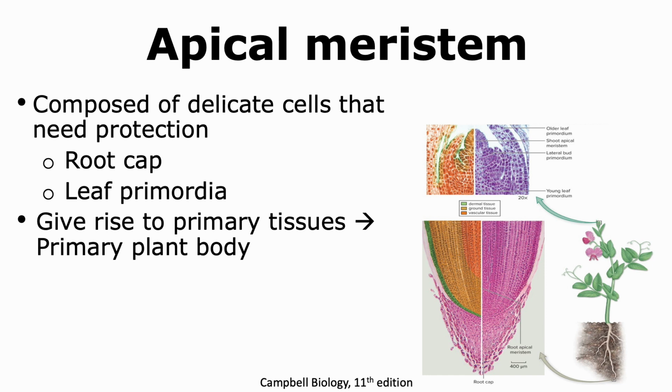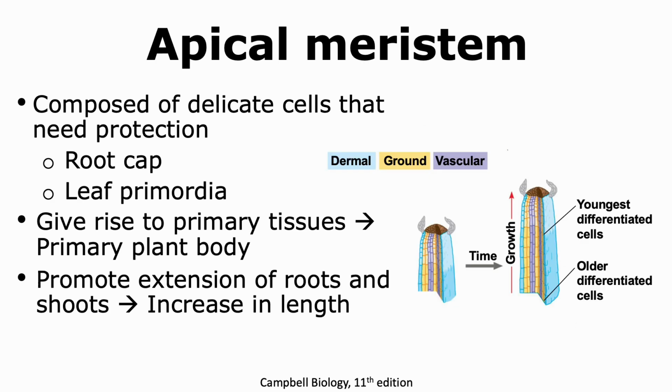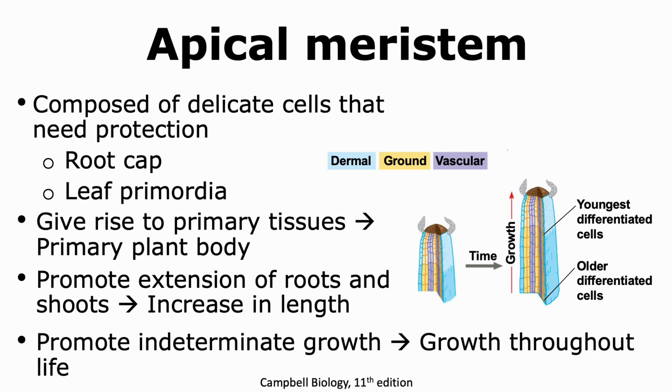The apical meristems give rise to primary tissues, which form the primary plant body. They promote the extension of roots as well as shoots and hence help the plant to increase in length. They promote indeterminate growth, which is growth that occurs throughout the lifespan of the plant.